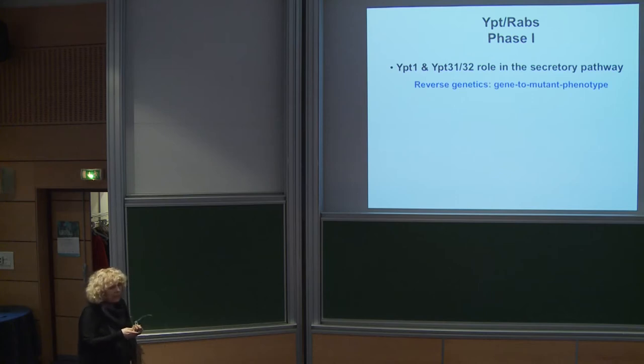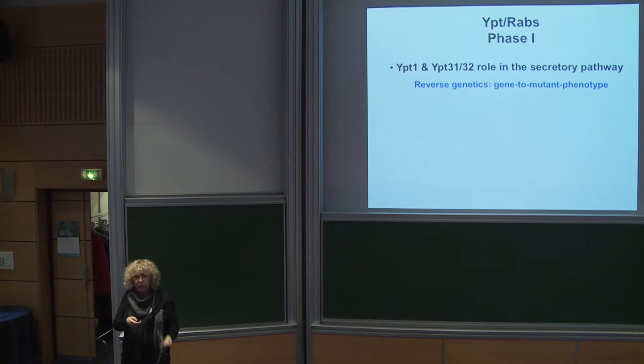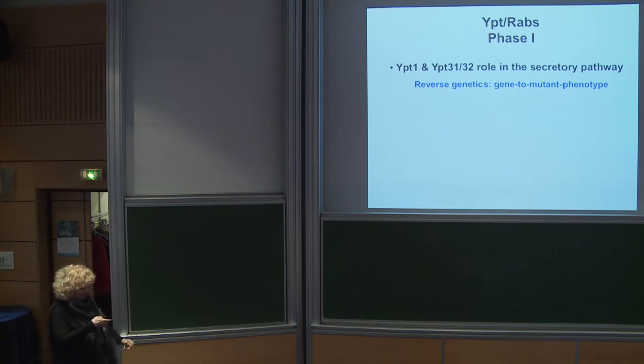How did we discover them, somebody asked me? By reverse genetics, meaning that we saw, oh, this is an interesting protein, it has homology to RAS, it must be an oncogene, and it is. But this took many years to see. And then we went from the gene to mutants, we made mutations, to phenotypes to see what's happening here.